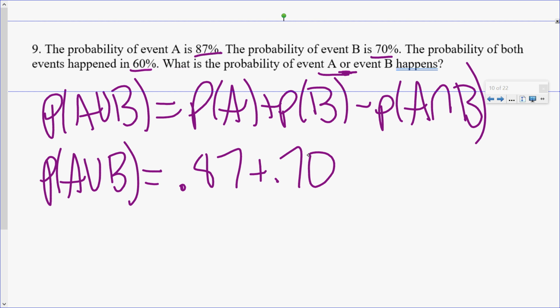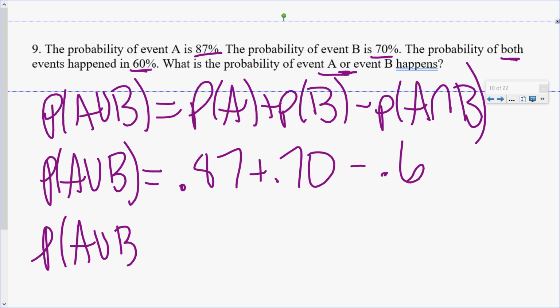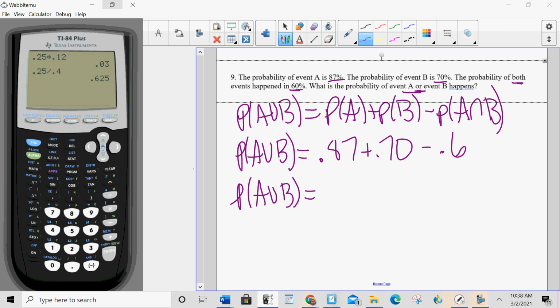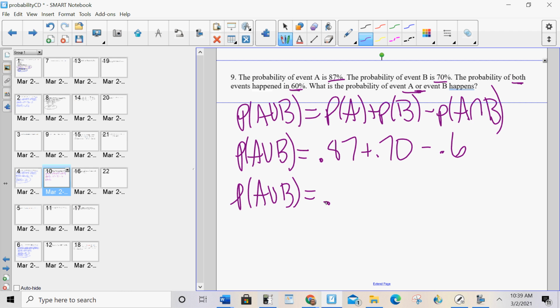P of A is 0.87. P of B is 0.70. Both events, well, both means A and B. So that's your P of A and B is 0.6. You can use a calculator if you need to. Again, you do not need to convert them to decimals in this particular problem. It's not wrong to. But in this course in general, you want to convert them to decimals. That's why I did it. And I get 0.97. And that's it.